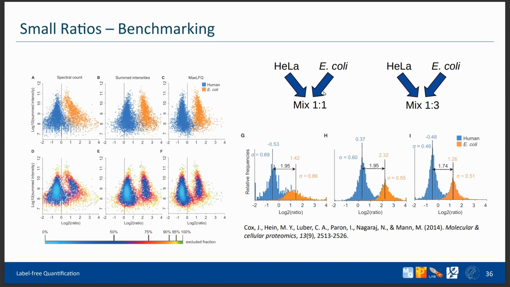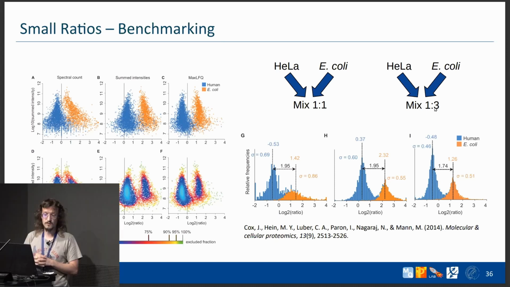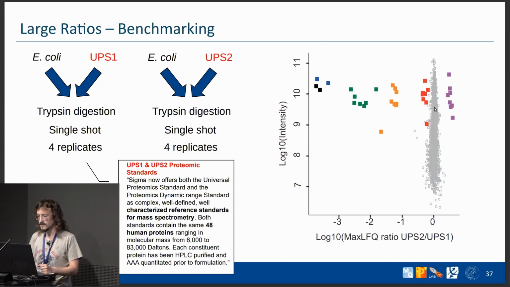So something like here, you expect proteins to be quantified equally. Here, you expect instead a ratio of 1 to 3. And what was done was, yes, those ratios were actually identified, and proteins were at those expected ratios. So we could have said that with small ratios, the algorithm worked. But what about instead when we have large ratios?